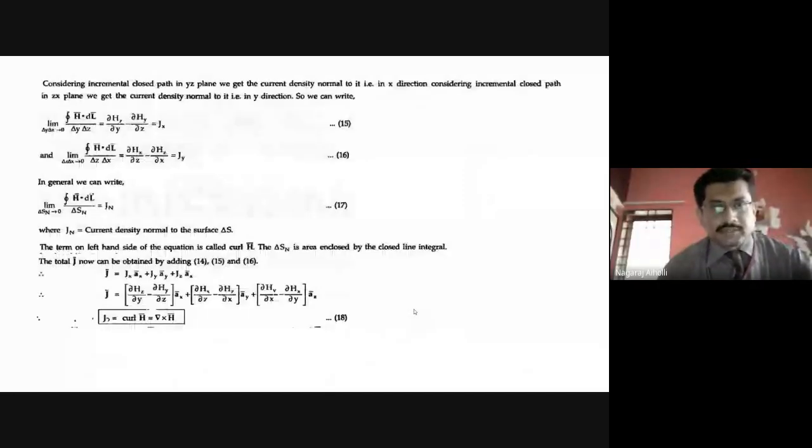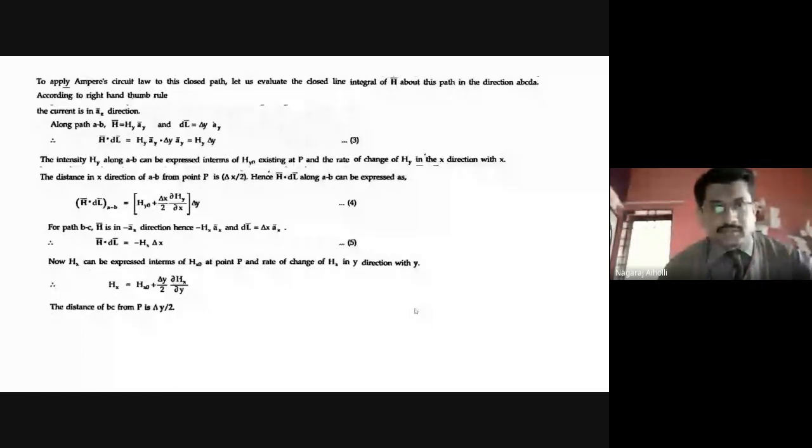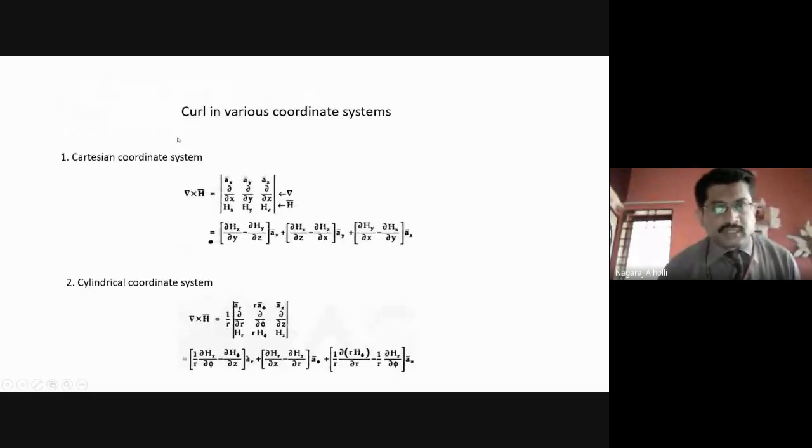Right. Last class I stopped at derivation of the curl. It was the topic of the last class, and I have derived the equation for the curl as the final equation del cross h bar is equal to j bar. This is the point form of Ampere's circuital law, and it is also one of the Maxwell's equations. Now let us see what is the curl in various coordinate systems.